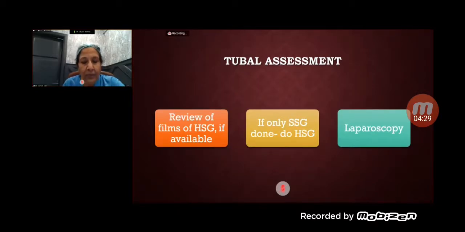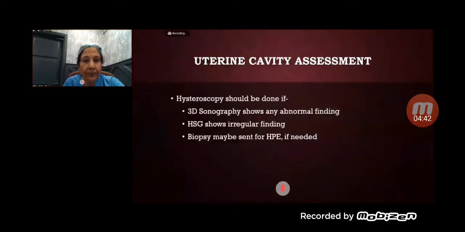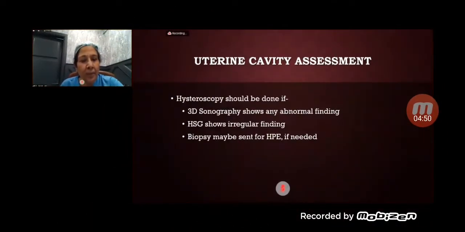But in my opinion, laparoscopy gives you a lot of answers. So doing a laparoscopy at the right time is very important before you plan any further treatment for previous 2 IUI failures. Uterine cavity assessment could also be done through hysteroscopy, especially if there's any abnormal finding on a 3D sonography to suggest that there's a polyp or there is some kind of adhesion or anything like that. A hysteroscopy should be done.